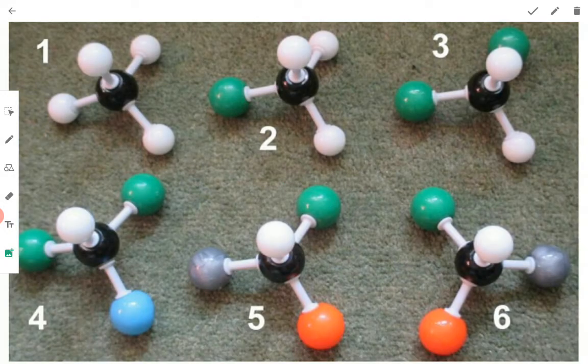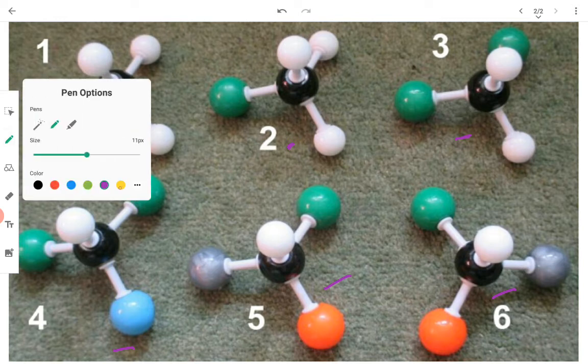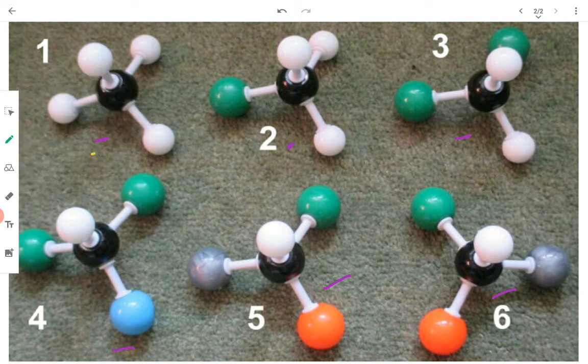Here are some of the molecules. These are the 3D models of different molecules, and you can see there are different molecules: 1, 2, 3, 4, 5, and 6. Starting with this, if you see this molecule here, it has a central carbon, and it has 4 groups, but these 4 groups are identical. So in no way can this molecule be chiral. It will always be achiral, so leave it.